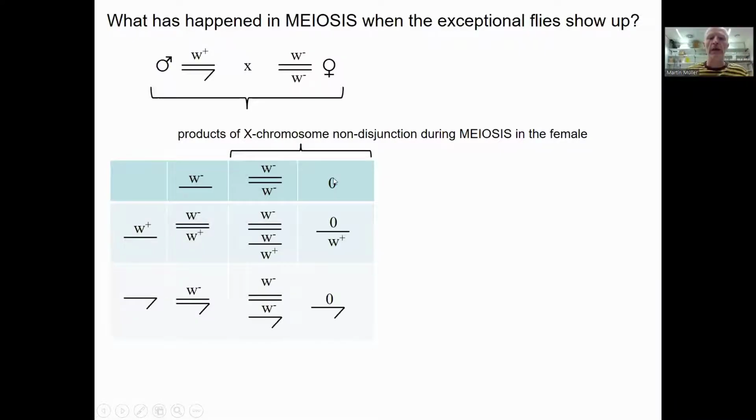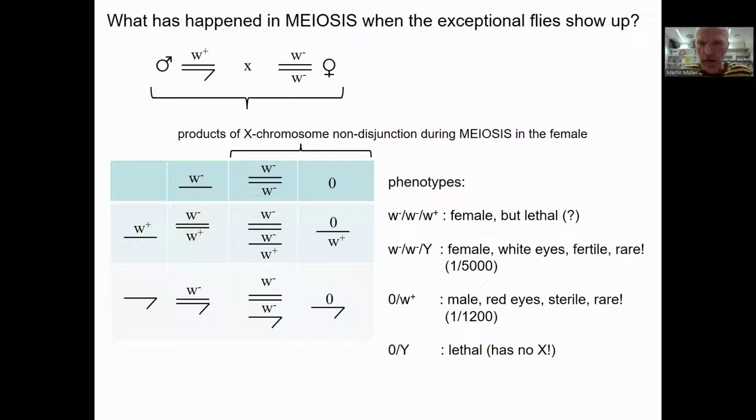And now if we make the combinations, you can see that in the diploid combination, we have now a female which has 3 X chromosomes, and we get males which have only 1 X chromosome, no Y chromosome. And we have here another class which has a Y chromosome and 2 X chromosomes, and we have a class which has no X chromosome, but only a Y chromosome. So what are the phenotypes? That's indicated here.